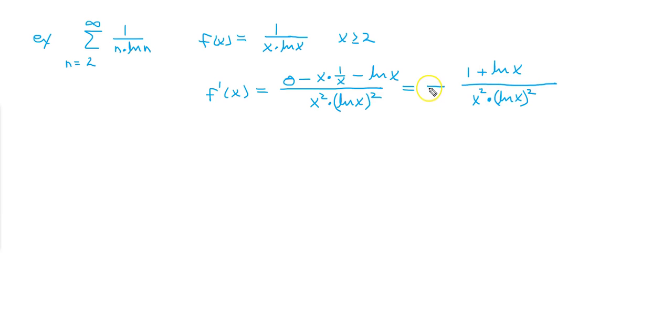So here's our derivative. It's negative 1 plus ln x over x squared times ln x squared. And certainly this is going to be a negative quantity because of the negative right here, and everything in the numerator and denominator being positive for x bigger than or equal to 2. So this is a decreasing function, so we can employ the integral test. So let's take a look at the integral from 2 to infinity now.